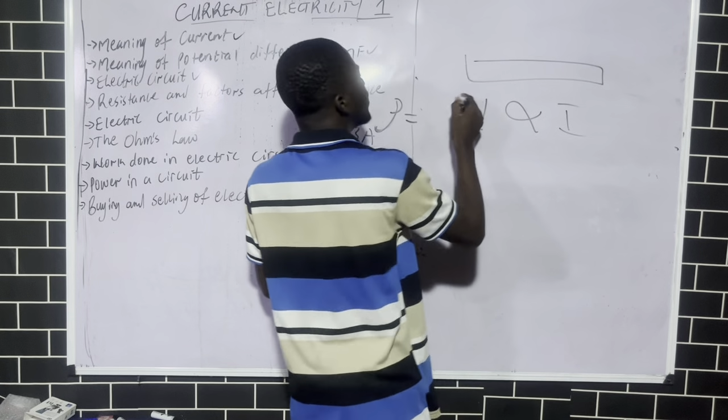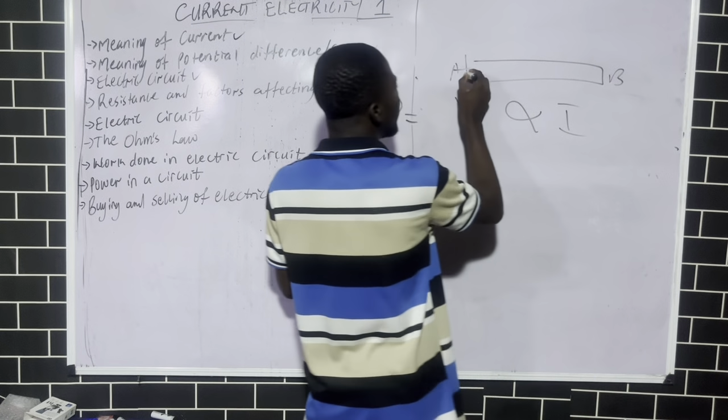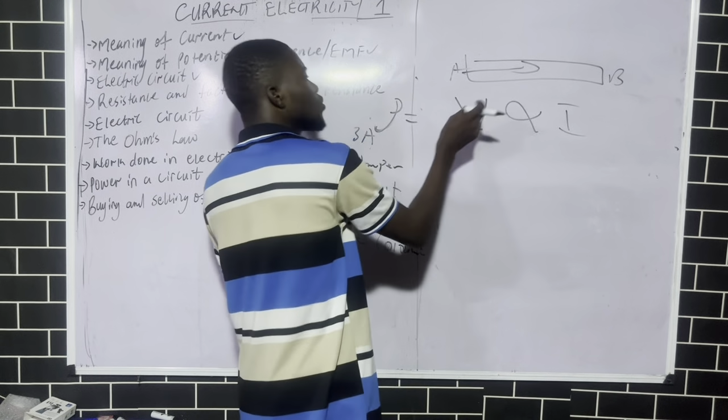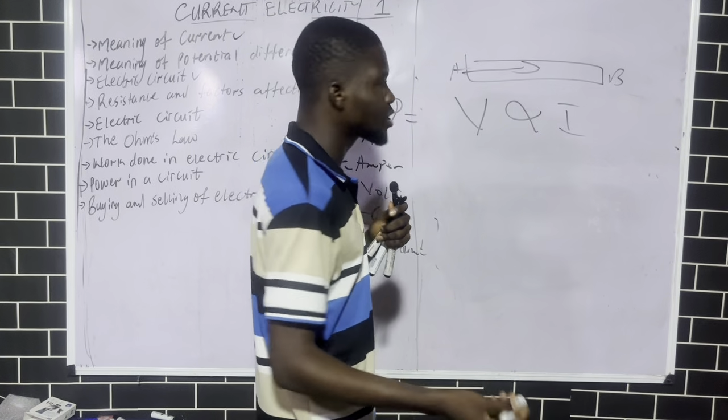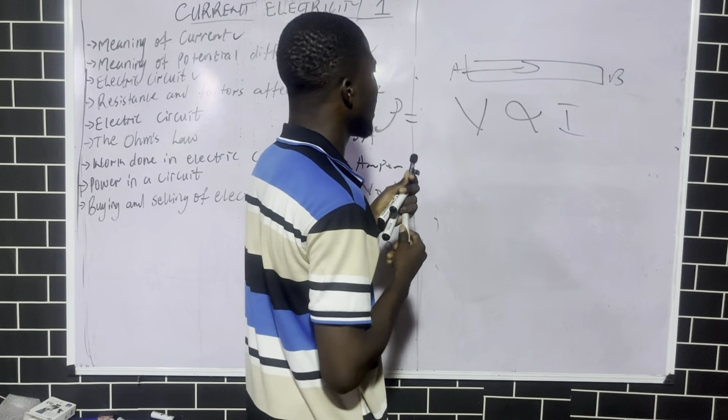So see, this is the conductor. This is point A. This is point B. The current flowing through this thing is directly proportional to the potential difference across its ends. So for mathematics, we know we always have a constant. We put an equal sign, so we have something like this.